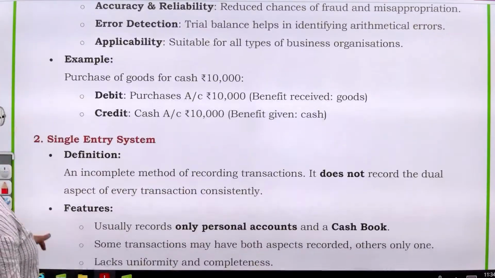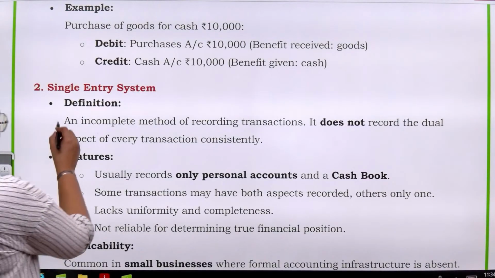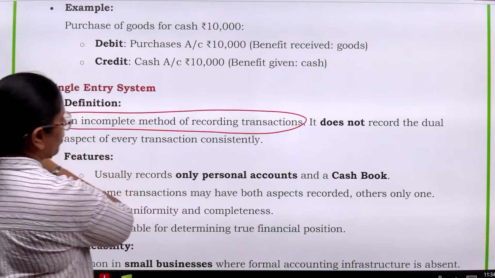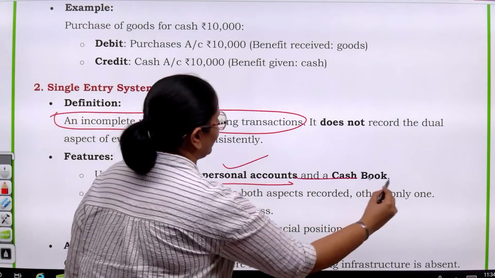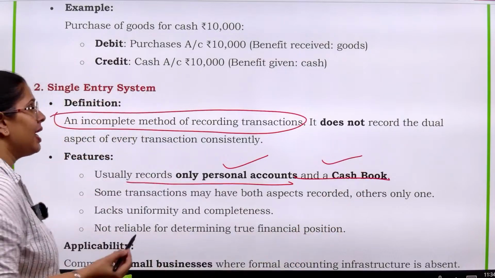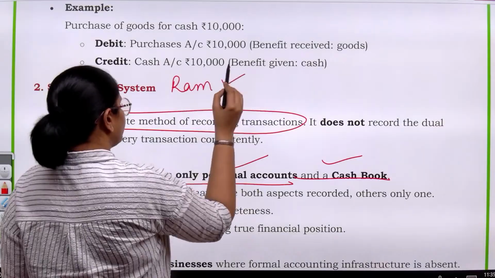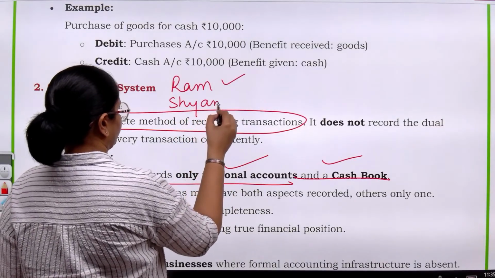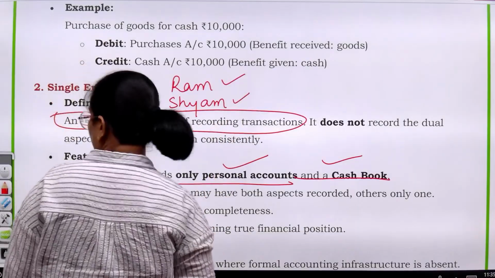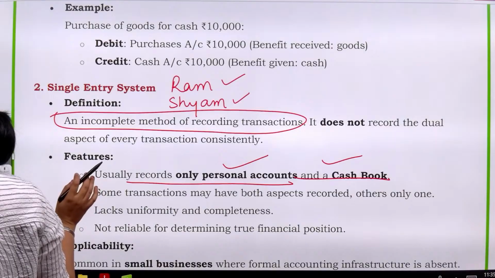Fine. Then you have single entry system. ये मैंने आपको कल भी बताया था. It's an incomplete method of recording the transaction. You are just writing a statement. It only records the personal account and the cash book. Personal account means I have sold goods to Mr. Ram. I have purchased goods from Mr. Shyam. So it will only keep the accounts of personal accounts, right?